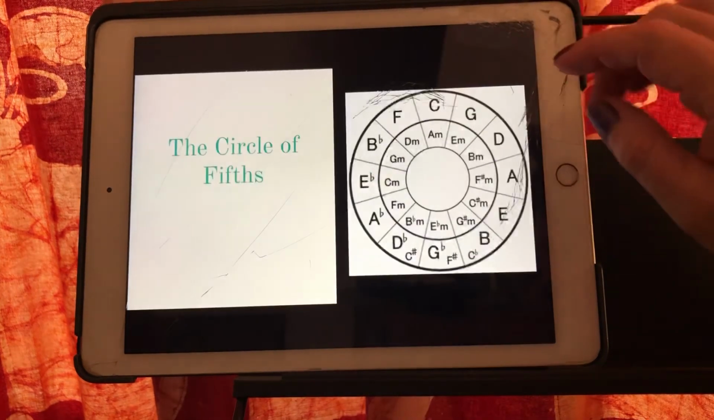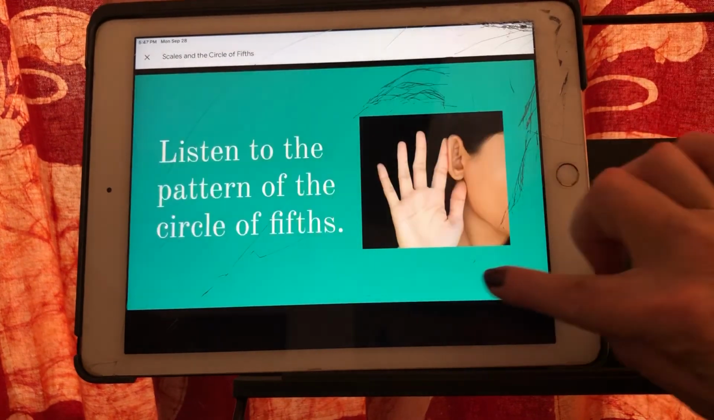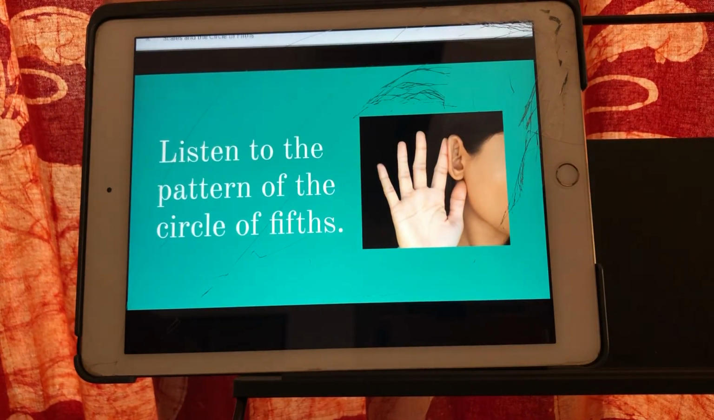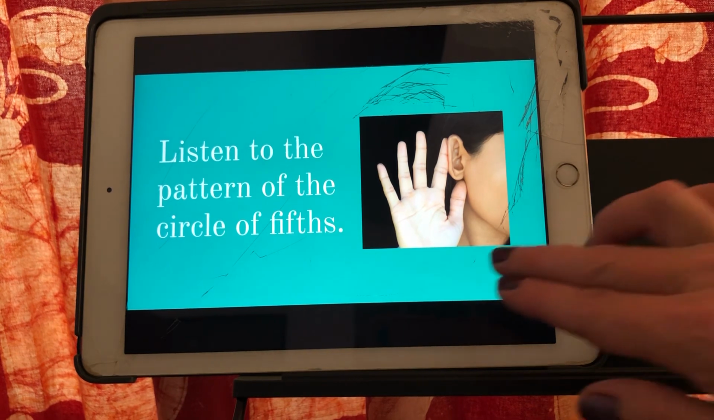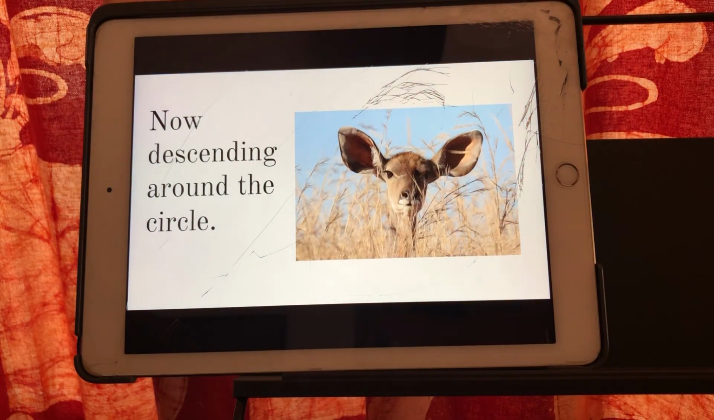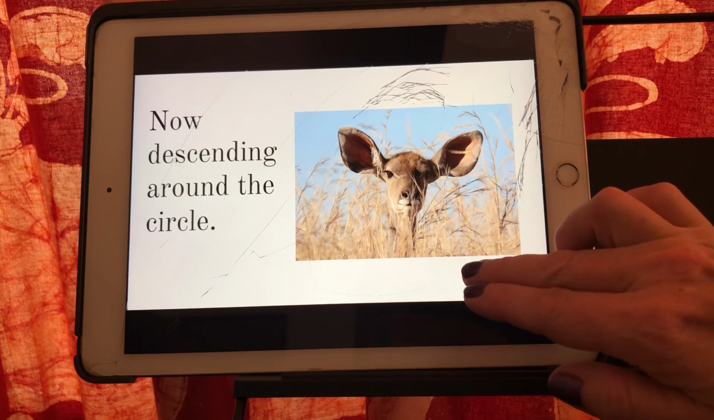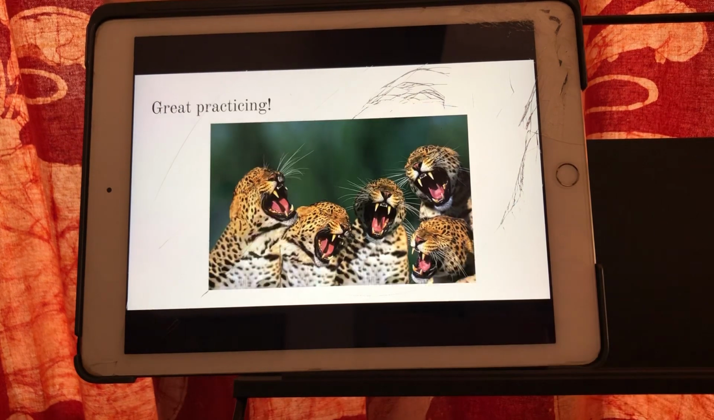All right. So practice listening to the pattern of the circle of fifths. Think about which notes are which and why. And then practice going the other way. Sing those exercises a few times, and you'll be all set.